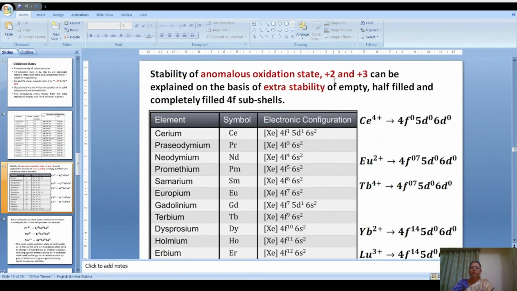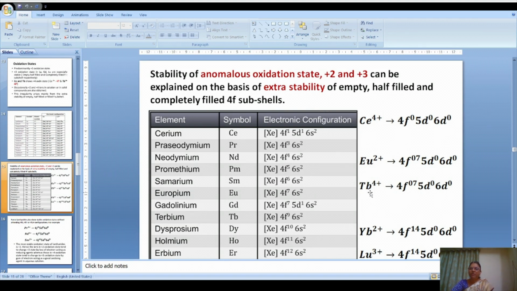Stability of anomalous oxidation states +2 and +4 can be explained on the basis of extra stability of empty, half-filled, and completely filled 4f subcells. Cerium shows the +4 oxidation state because it has electronic configuration 4f0, 5d0, 6s0. This cerium +4 oxidation state is stable due to the empty 4f subcell.